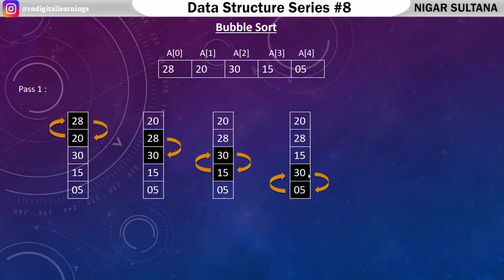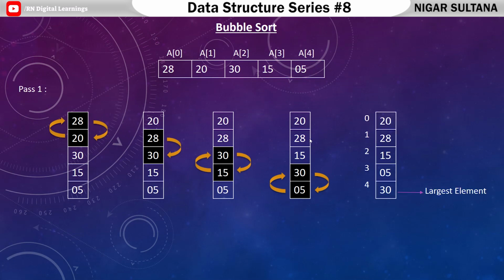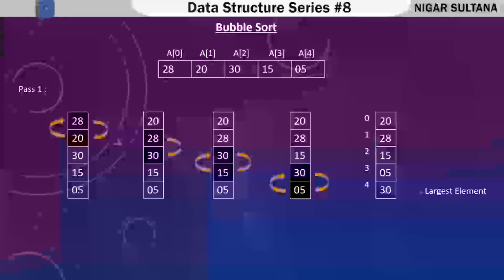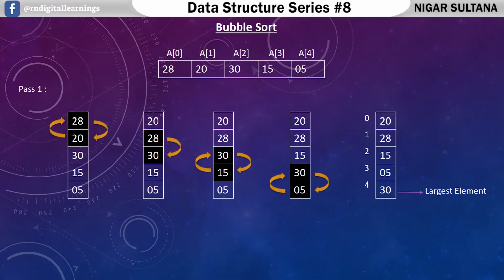Next, compare the fourth element with the fifth element, whether 30 is greater than 5. Yes, it's greater. If it's greater, we need to do the swapping process, that 5 goes up and 30 comes down. So this is our pass 1. What happens at the end of pass 1? Our largest value will be placed at the largest location. That is, in this array, fourth location is our largest place or the largest index. At the end of this pass 1, my first largest element will be placed into the exact correct position.